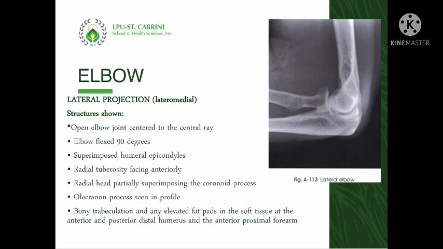This projection will show an open elbow joint centered to the central ray, elbow flexed 90 degrees, superimposed humeral epicondyles, the radial tuberosity facing anteriorly, and the radial head partially superimposing the coronoid process and the olecranon process in profile. Visualization of a posterior fat pad in a properly flexed elbow for lateral projection indicates a pathology.